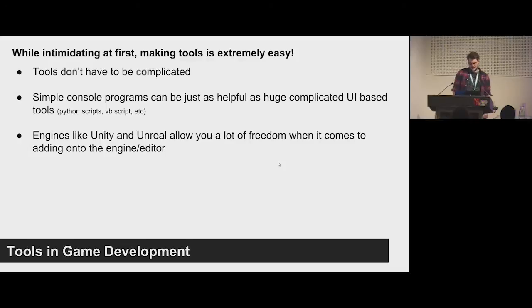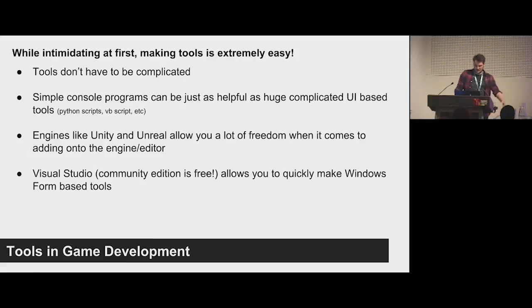Engines like Unity and Unreal allow for a lot of freedom when it comes to adding to the editor, right? Unity has its editor API, and Unreal has, I'm not sure, does Unreal have an editor API? Does anyone know? You can add comments. Yeah, cool, okay. But it's also open source, right? So you can literally do whatever you want to the engine. Visual Studio Community Edition is also free, and it allows you to quickly create form-based tools. It's really simple, and you can do a lot of stuff with things like that.